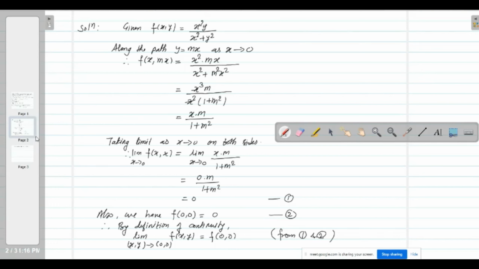Therefore f of x comma y is continuous at x comma y equal to 0 comma 0, that is, the function is continuous at the origin. So now we have completed the problem. The given function is continuous at the origin. I hope you understood how to find the limit of that function and how to show the function is continuous.